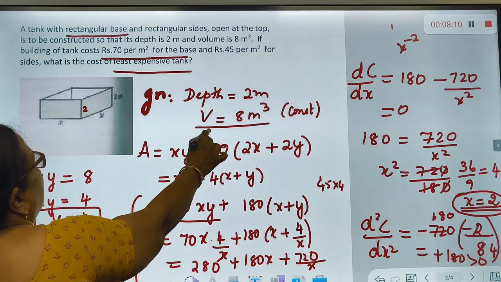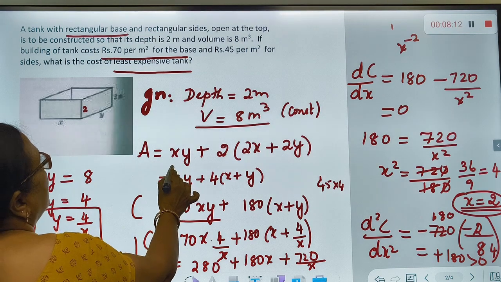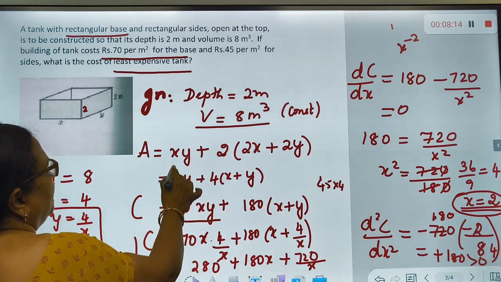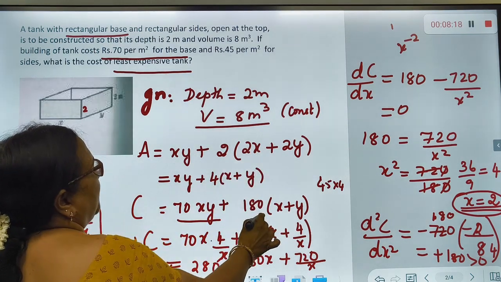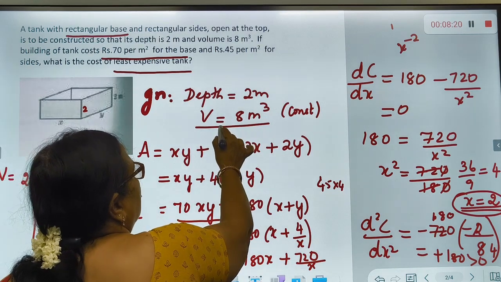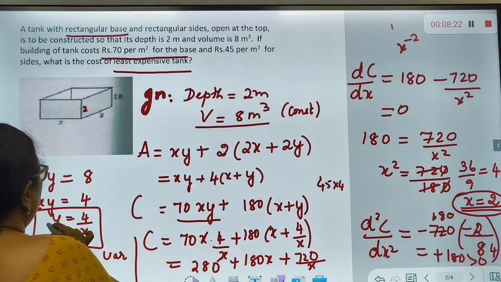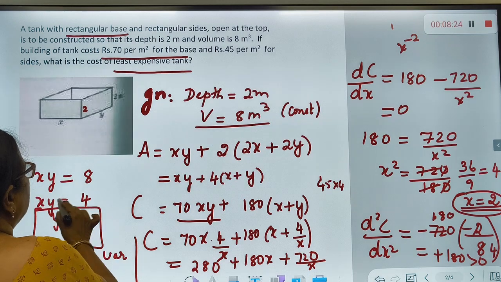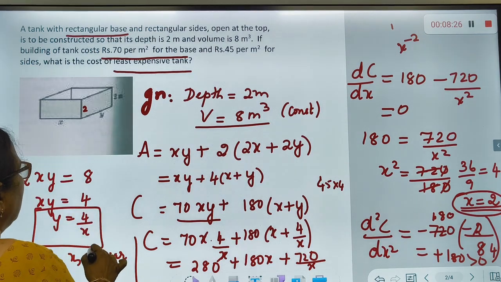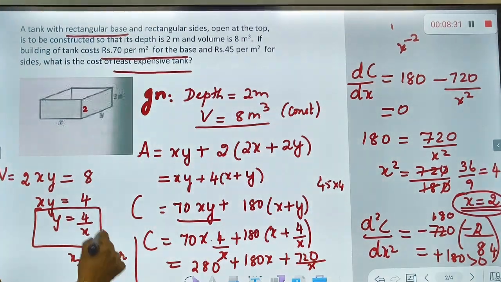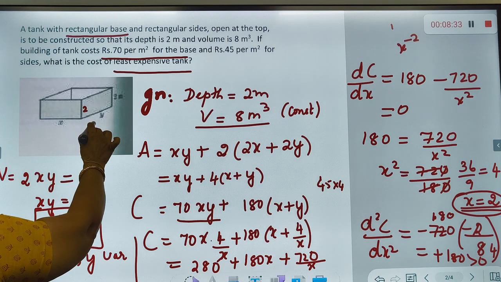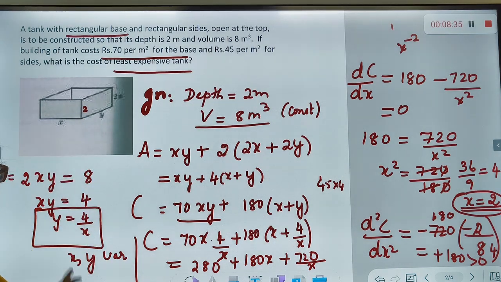So volume is given. You have to minimize the cost. The cost for the base is 70 rupees per meter square. For the sides, it is 45 rupees per meter square. Because volume is a constant, I can write 2xy is 8, or xy equal to 4, y equal to 4 by x. What is volume? Base area into height. Base area is a rectangle, x into y. Height is given to be 2. So 2xy is the volume, from which you get y equal to 4 by x.